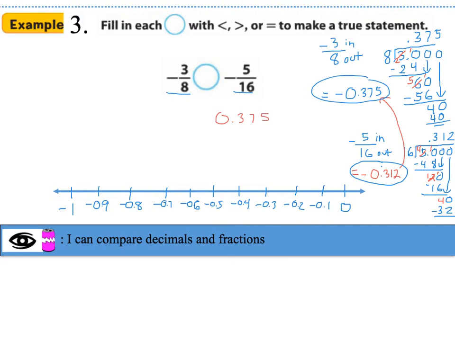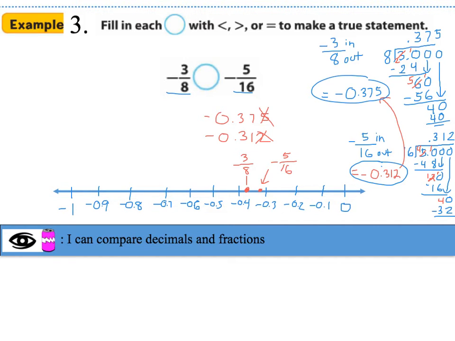-0.375, that looks like money, and if I ignore my last digit, that would be -37 cents. So -37 cents will be right here on the number line, and that matches the fraction of -3/8. For the other decimal, -0.312, I can go ahead and ignore the last decimal, and that looks like -31 cents. -31 cents would be on the left-hand side of -0.3, and that fraction is -5/16.